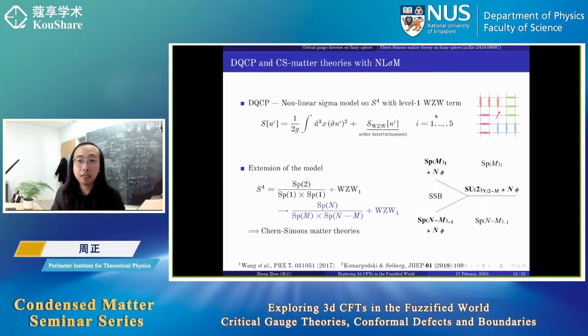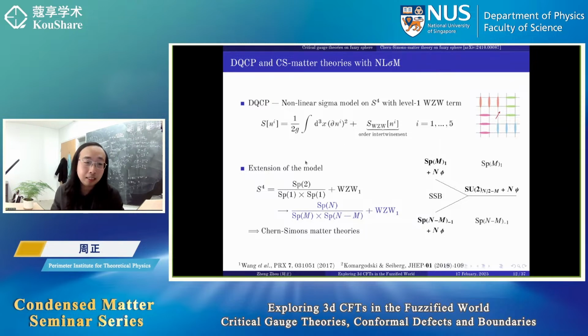The DQCP is known to be described by a nonlinear sigma model on S4, a four sphere that has coordinates with 5 components, and with a level 1 Wess-Zumino-Witten term. This Wess-Zumino-Witten term captures the order intertwinement between the Néel and VBS. In other words, it captures the anomaly.